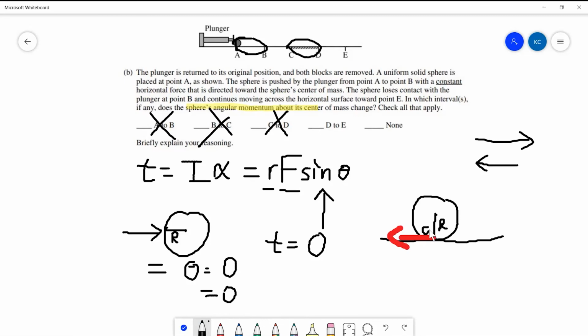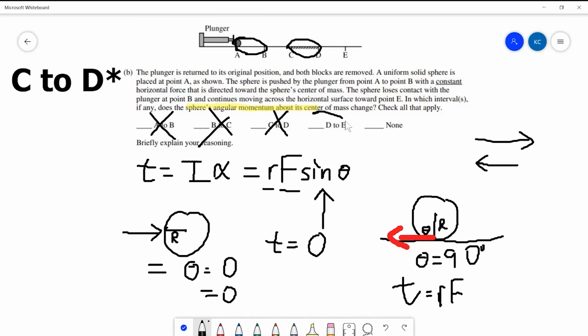So now we have to look at the data here. And since you can see that it's perpendicular, that means theta is equal to 90 degrees. That means at the end, torque is equal to just RF, since sine of 90 degrees is equal to 1. That means a torque exists at D to E. That means angular momentum does change, making this the answer.